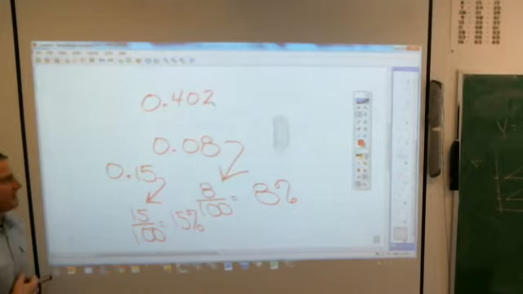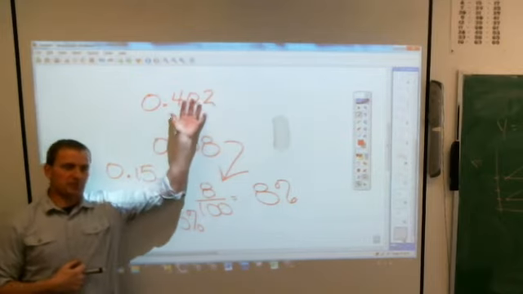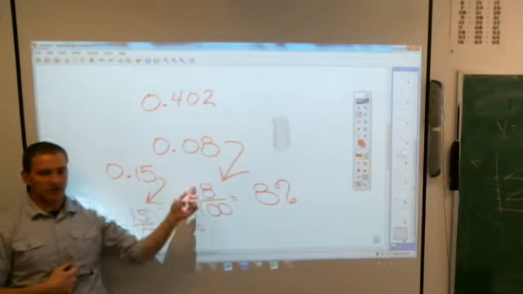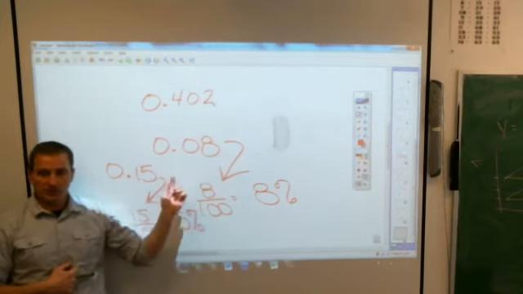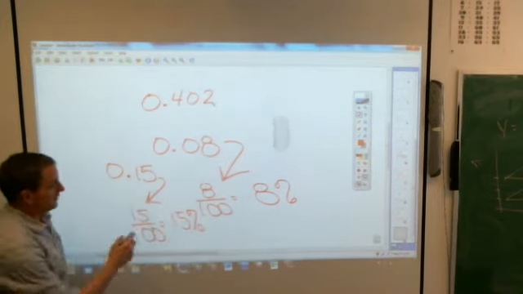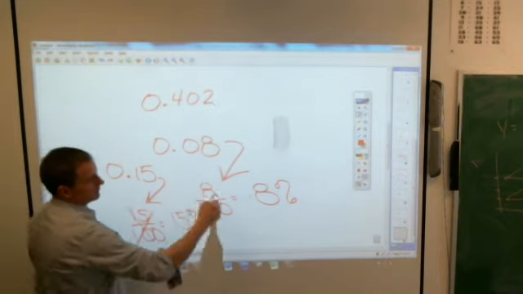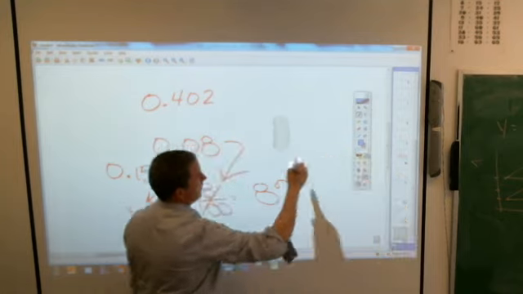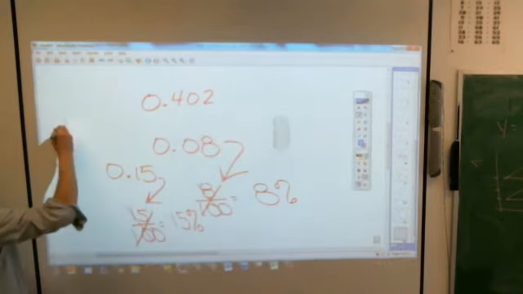This would be close to 40%. Anybody know what the rule is to change a decimal to a percent? Anybody know what the rule is? No. You can skip the whole making a fraction thing if you know the rule. The rule is this, and I suppose we'll write it down. Write this on your paper somewhere.